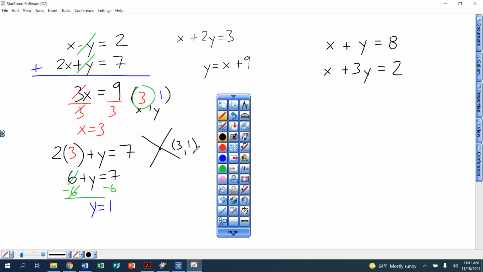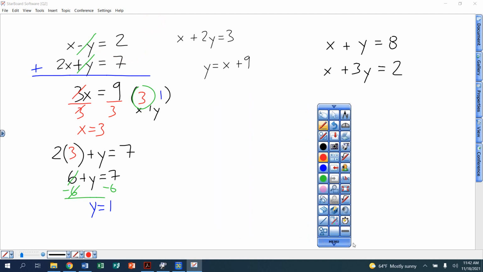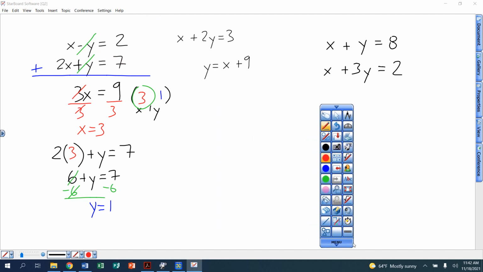I would have got the same answer if I would have took that top equation, solved it for x by adding y to both sides and plugging that right in there as substitution. I would have got that same answer. All right, second word is dolphin.